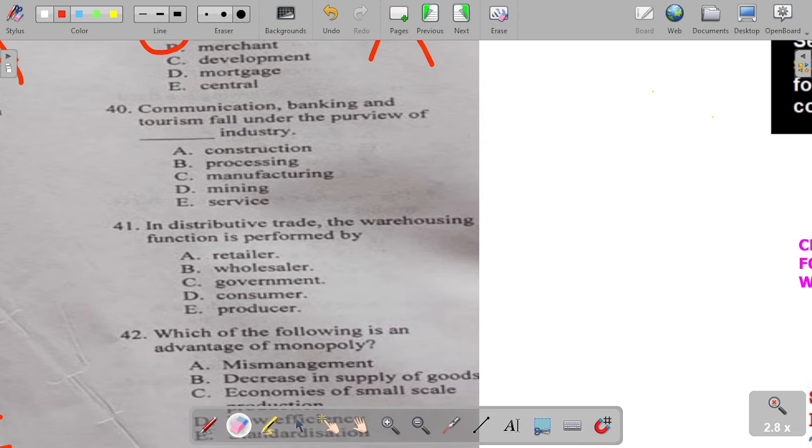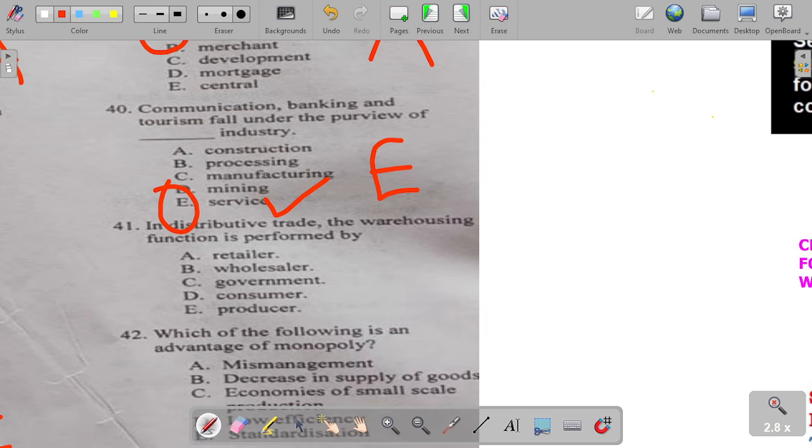Number 40. Communication, banking, and tourism fall under the purview of what industry? Construction, no. Processing, no. Manufacturing, no. Mining, no. They are service industries. 40 is E.